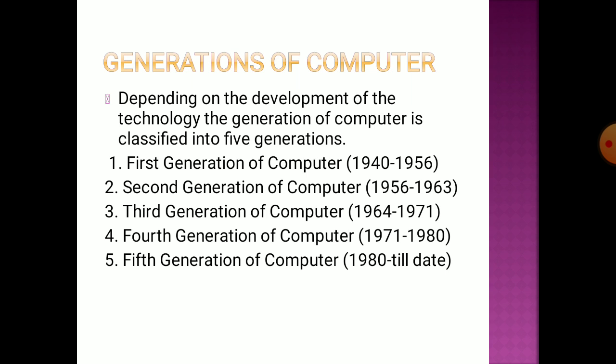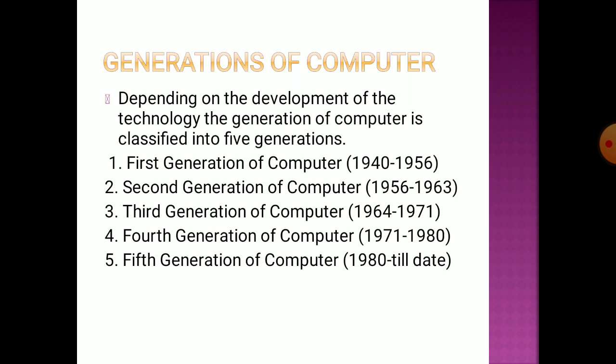So just remember the names of the generations: first generation, second generation, third generation, fourth generation, and fifth generation. Remember the era of each generation. 1940 to 56 is your first generation. 1956 to 63 is your second generation. 1964 to 1971 is your third generation. 1971 to 1980 is your fourth generation, and 1980 till today is your fifth generation.